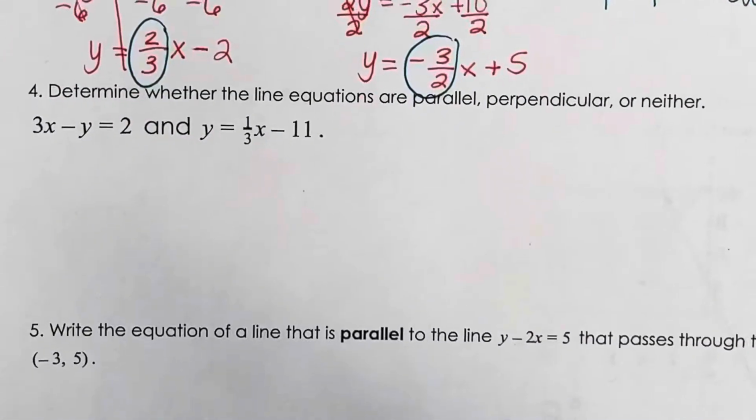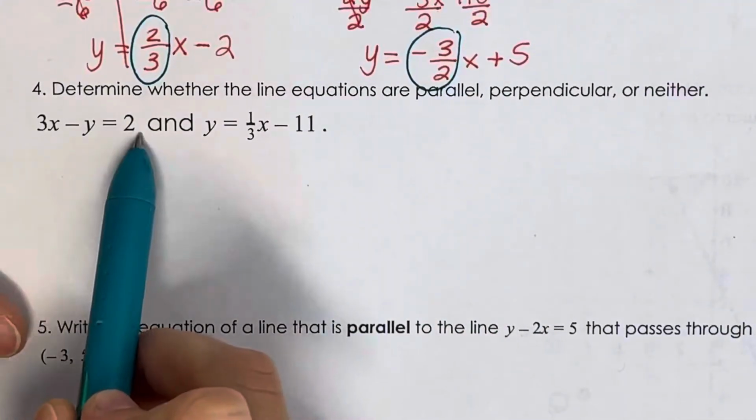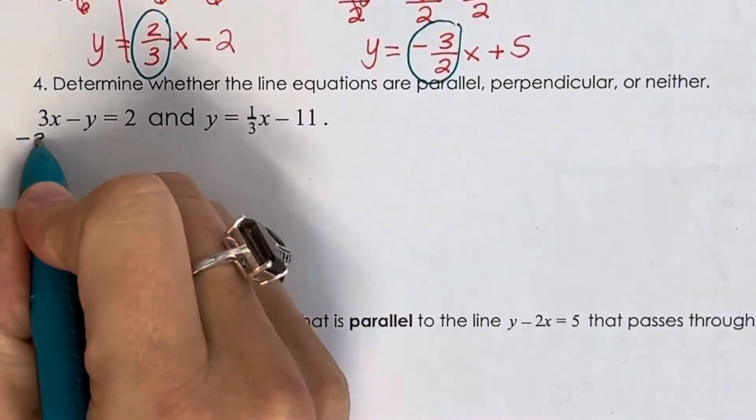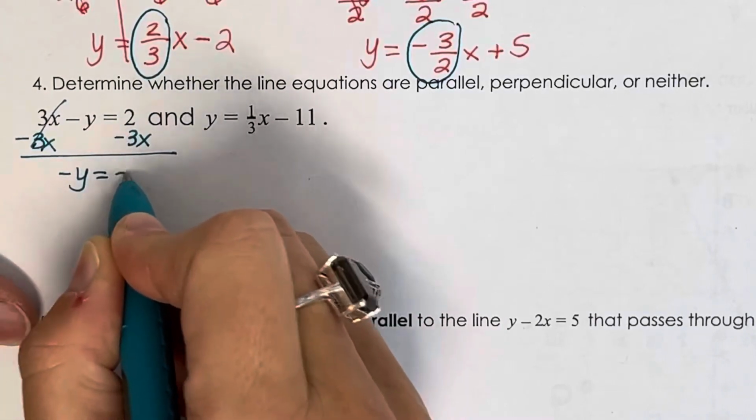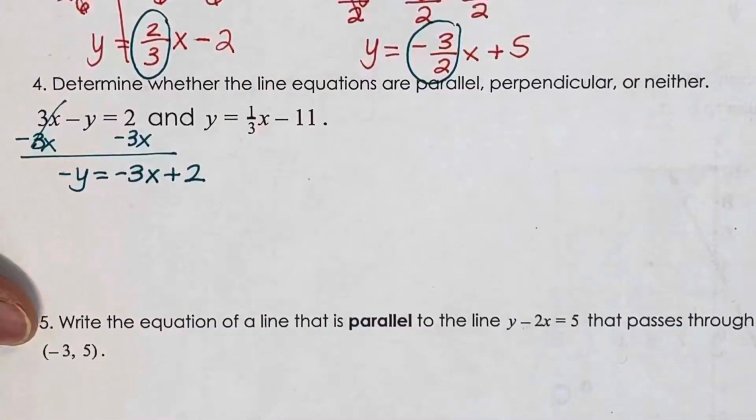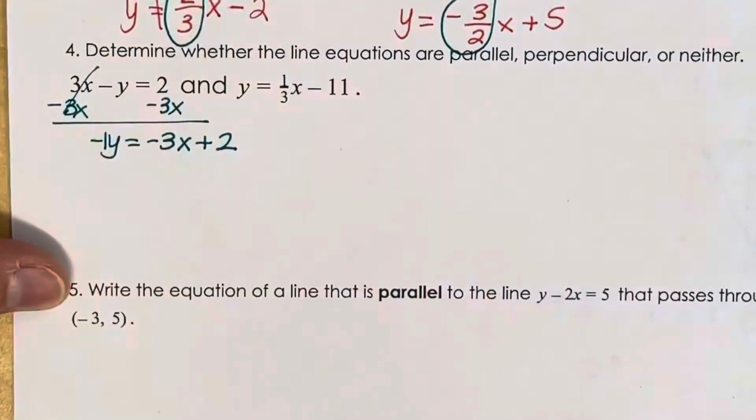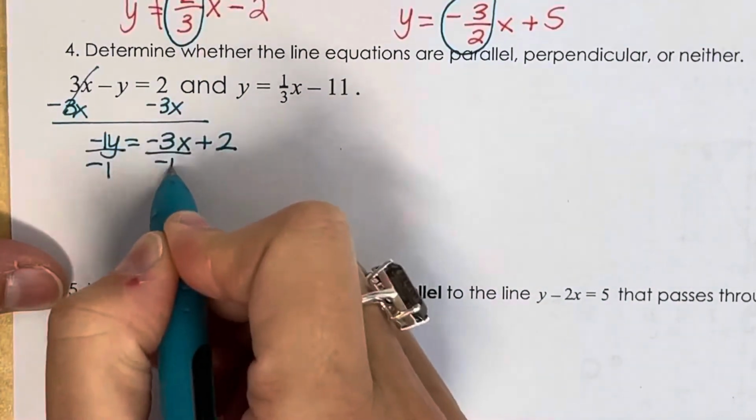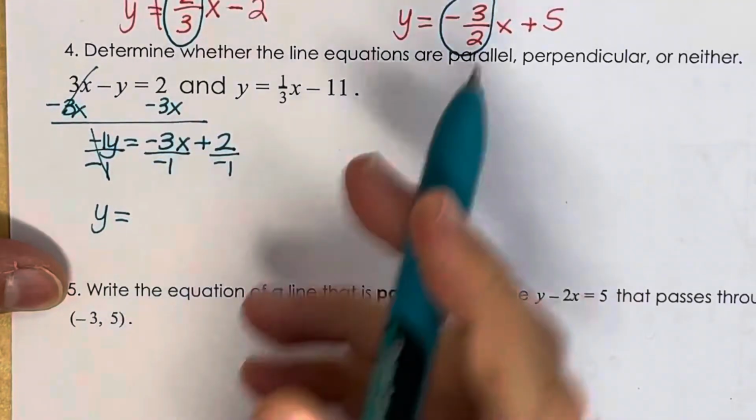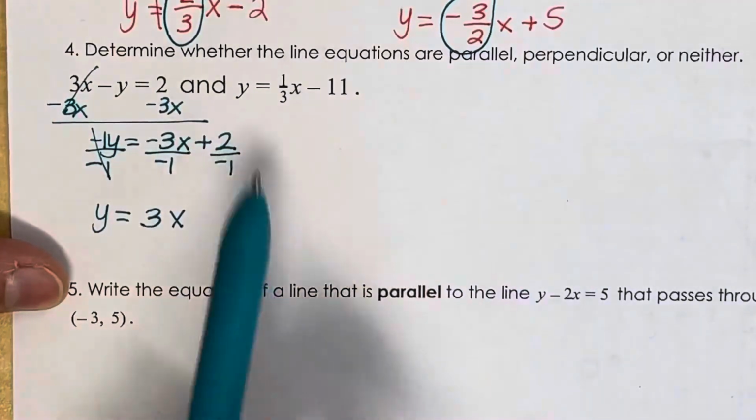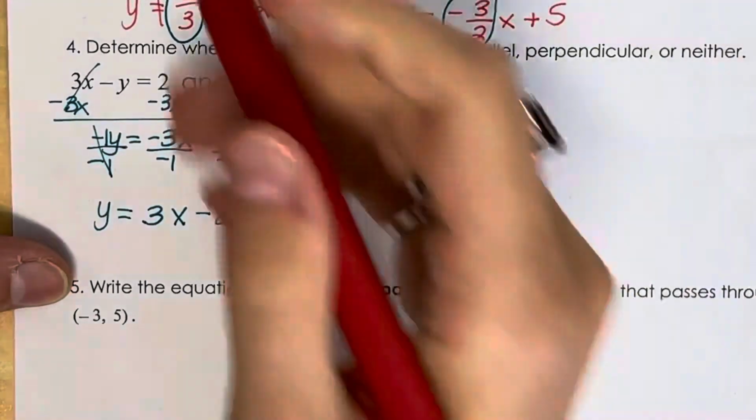Number 4, exactly the same. Determine whether the lines are parallel, perpendicular, or neither. So I'm going to start with my first one here. I'm going to get the y value by itself. I'm going to start by subtracting my 3x from both sides. I get -y equals -3x plus 2, because it's positive 2. And then I want to get rid of this negative sign right here. Well, if there is no number with that negative, you can put a 1 there. So I'm going to divide everything by a -1. I get y equals, so -3 divided by -1 gives me positive 3x, and then 2 divided by -1 gives me -2. My slope for this problem is 3.